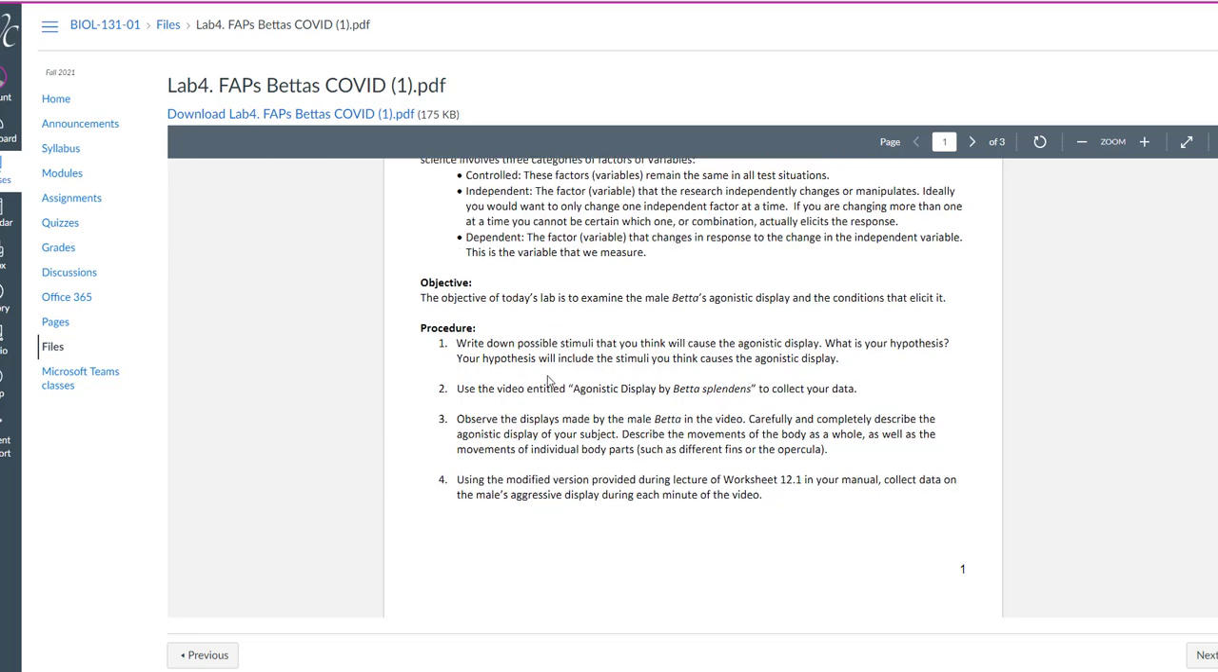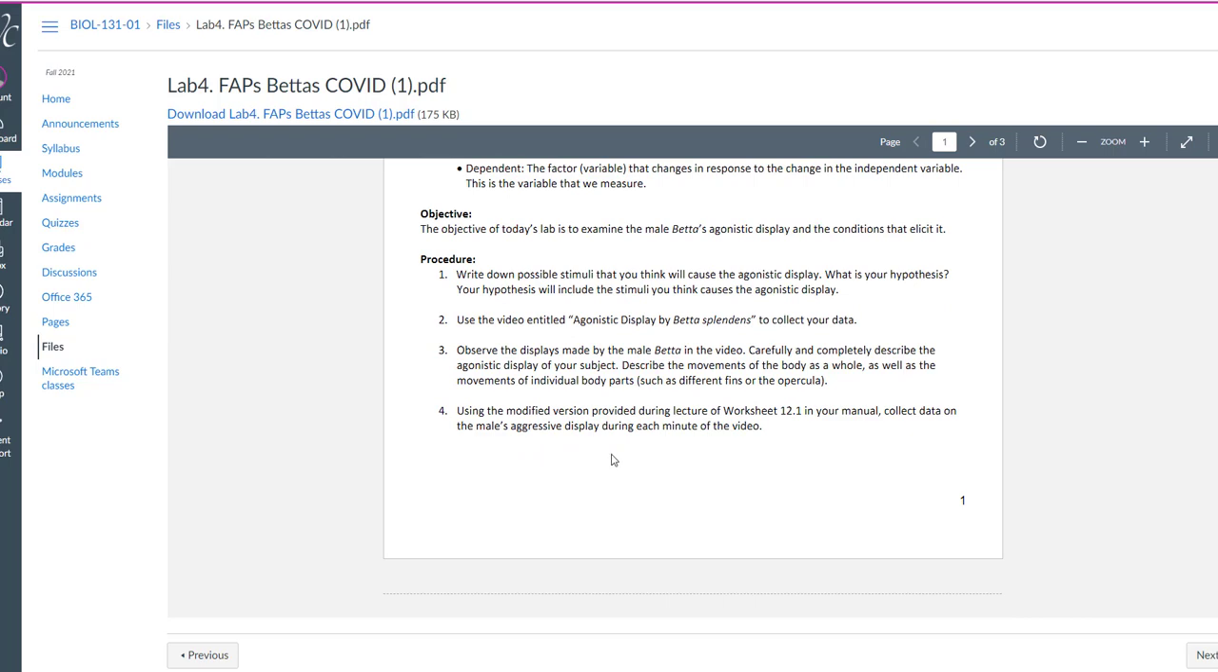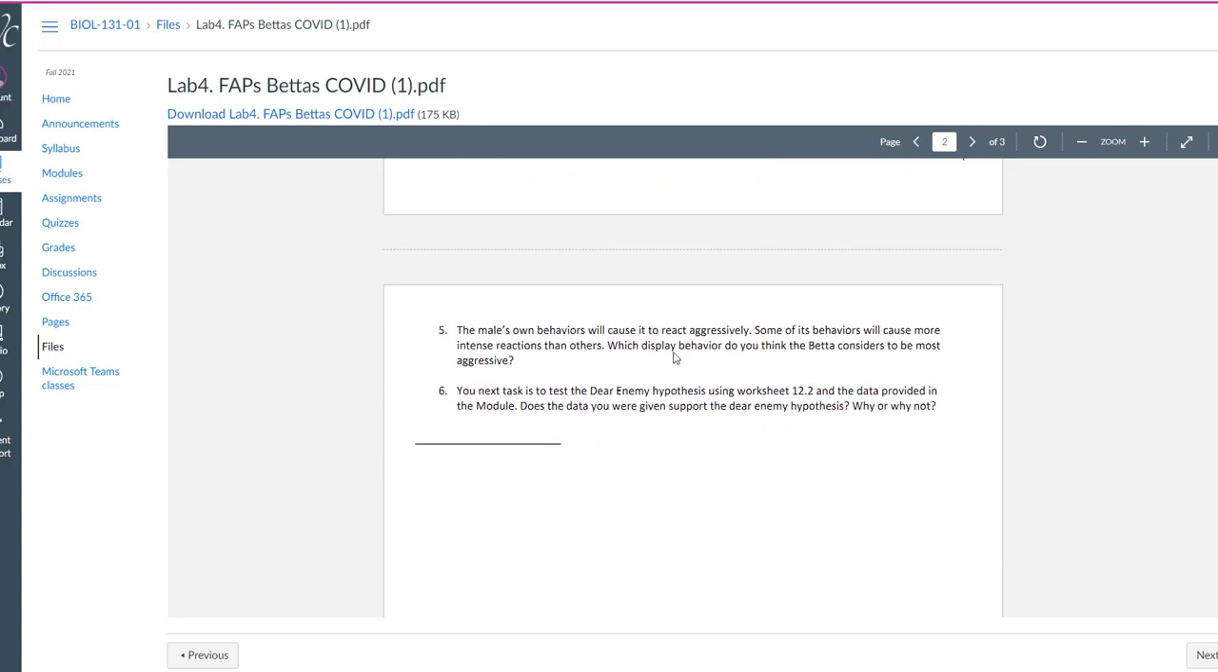Now, there's going to be some questions in here that you will need to address. You are going to utilize the video entitled Agonistic Displays by Betas. Okay. Then you're going to use the worksheets in your lab manual to collect your data. And keep in mind that the male is looking at itself, so its own behaviors are going to cause it to react aggressively, right? Some of its behaviors are going to cause more intense reactions than others. This will help you get a sense of which display behavior is considered most threatening by betas. Okay? And then finally, you're going to test the dear enemy hypothesis using worksheets in the manual and the data in a document I'm going to show you next.